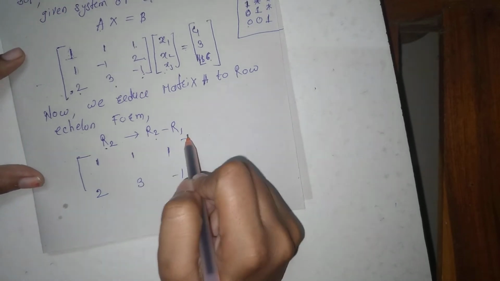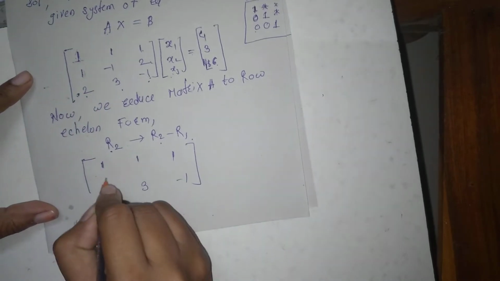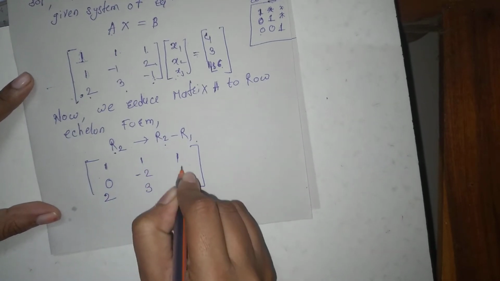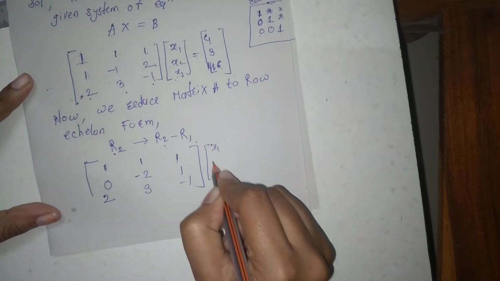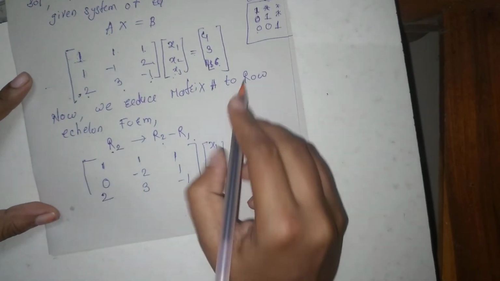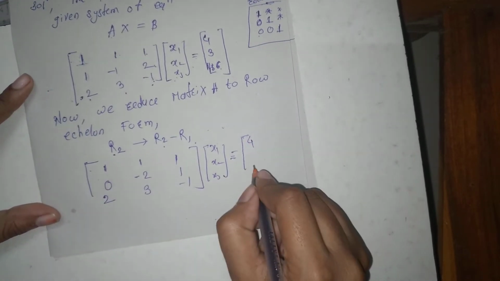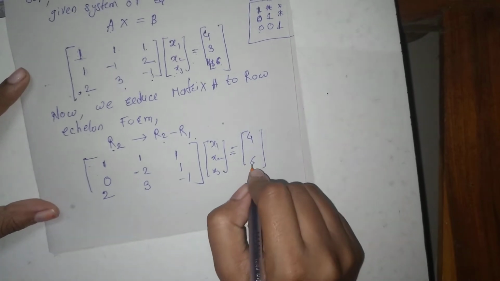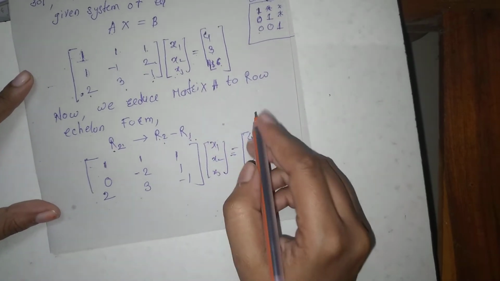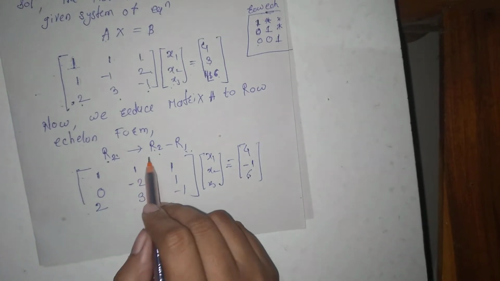R2 minus R1 gives 1 minus 1 is 0, minus 1 minus 1 is minus 2, and 2 minus 1 is 1. The variables do not change, but the constants do: 4 and 6 stay the same because they are in the first and third rows, while in R2, 3 minus 4 is minus 1. This is the operation R2 minus R1.